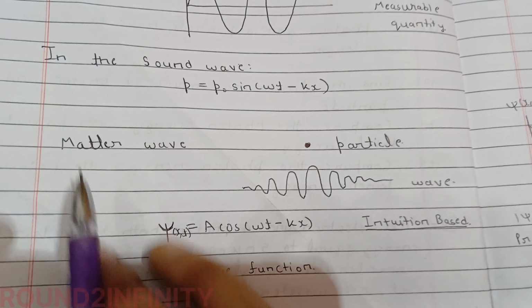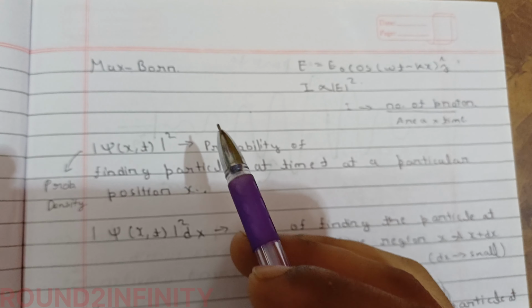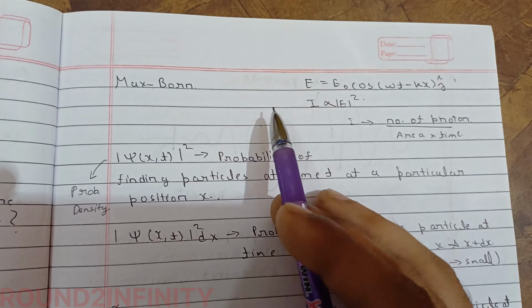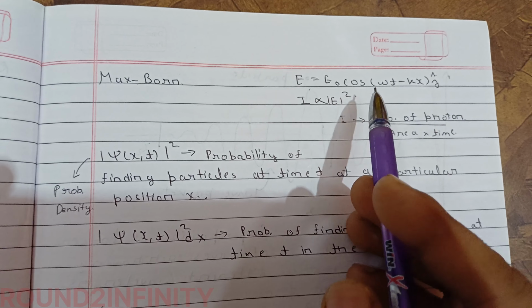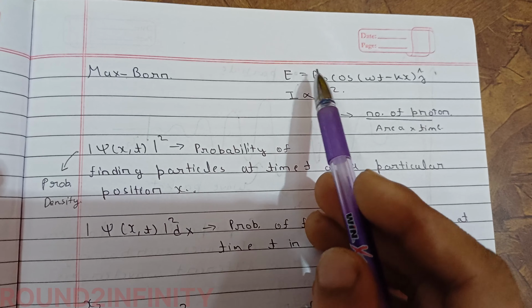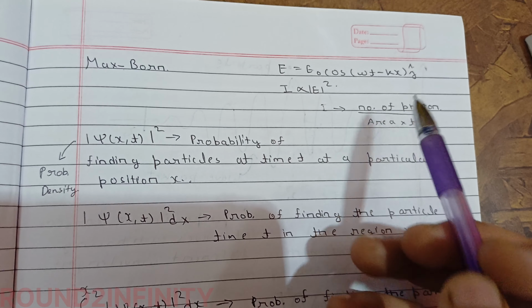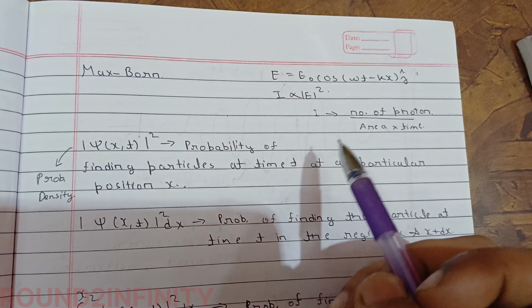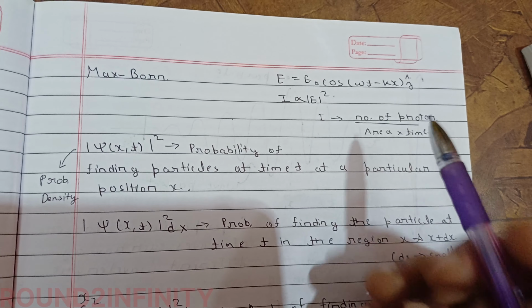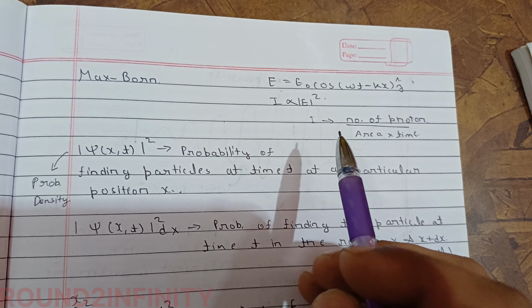Then there was one more thing. At that time Max Born gave an interpretation for this matter wave. Let's say we have an electric field, that is E naught cos(omega t minus kx). Now see, in radiation, the square of this electric field gives you the intensity, and intensity is nothing but the number of photons falling per unit area per unit time. So when you know the intensity, you can know how many photons are falling and over what area, so you can tell all the information about that.